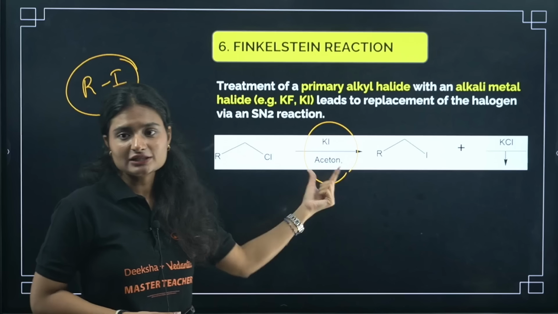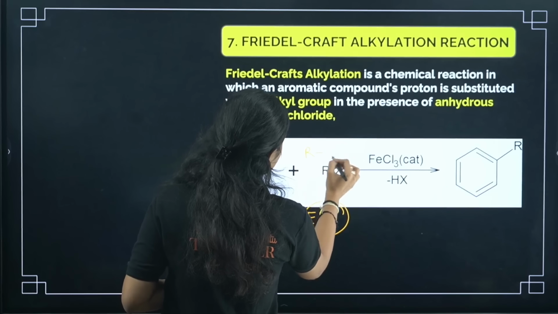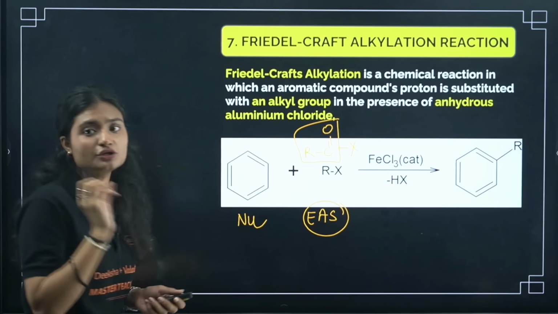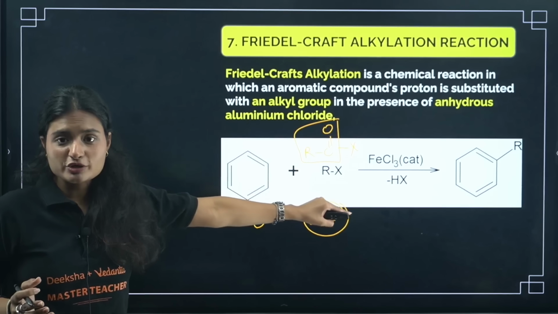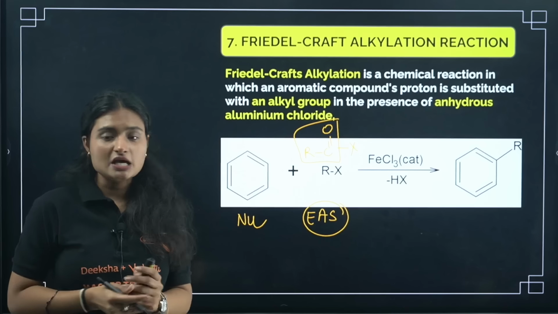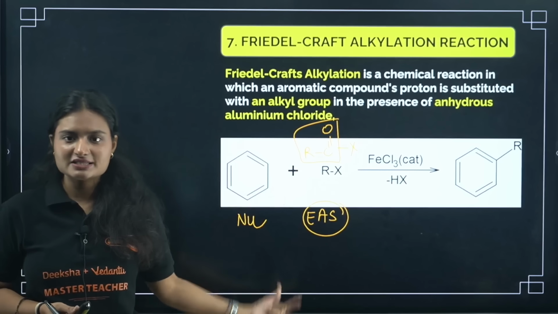Similarly, if there is an acyl group, which is RCOX, in that case this group gets substituted and that is called your Friedel-Crafts acylation reaction. Clear? We use Lewis acids here. If Lewis acids are not there, then this reaction will not happen, because solely this will not be able to do electrophilic aromatic substitution reaction.